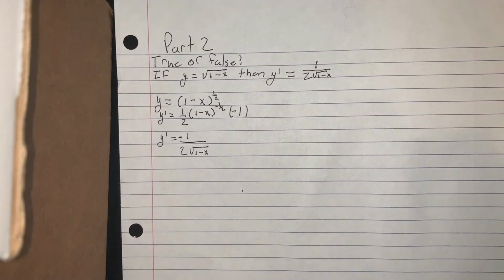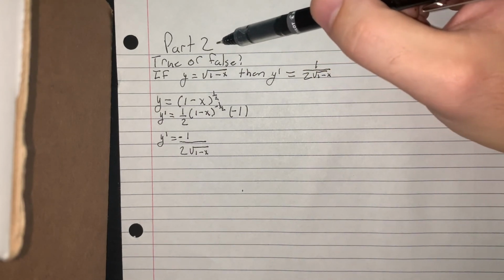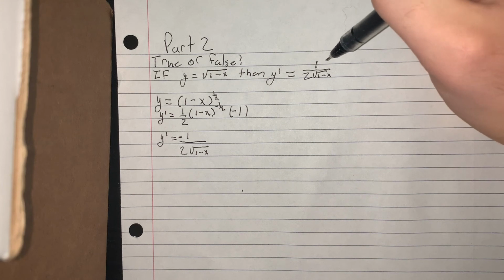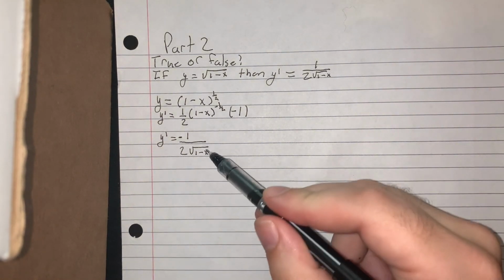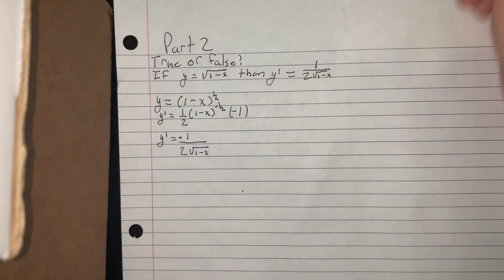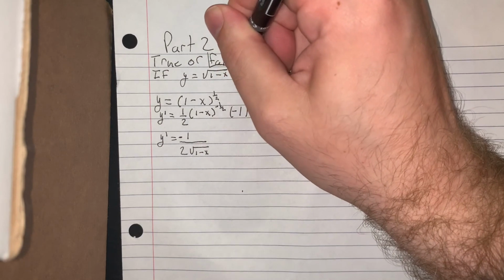And now let's take a look at our original question. It says true or false. Well, if y is equal to the square root of 1 minus x, then y prime equals 1 over 2 times the square root of 1 minus x. And we see that that is not what we solved for by using the chain rule. So this is false.